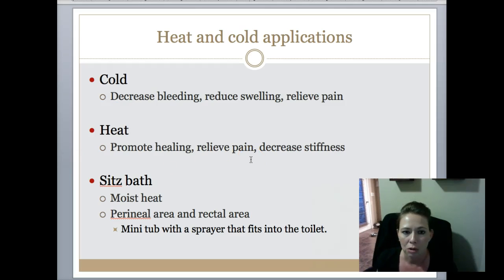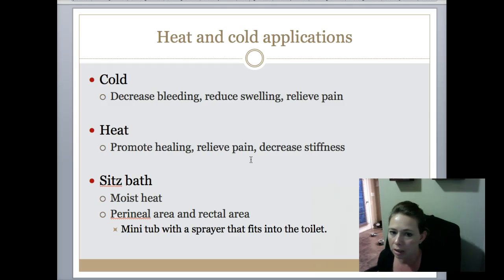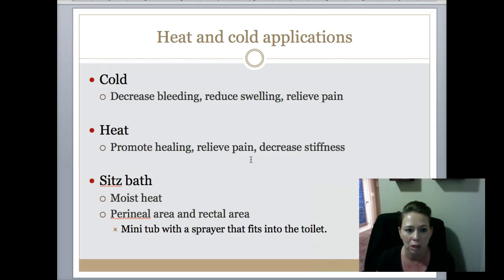The next submodule is your heat and cold applications. Just remember, cold decreases bleeding, reduces swelling, and relieves pain. The heat promotes healing, relieves pain, and can help with stiffness. Also, it will go over the different types of heat and cold in your Health Center 21 unit. And one I like to point out is the sitz bath.